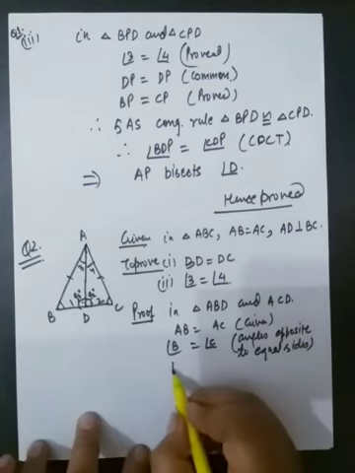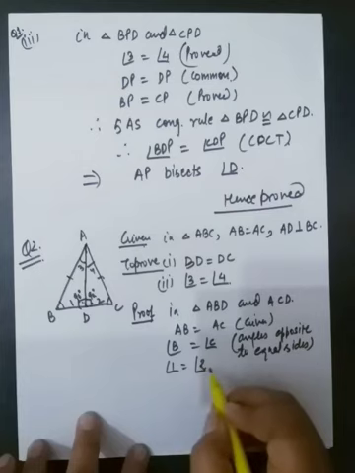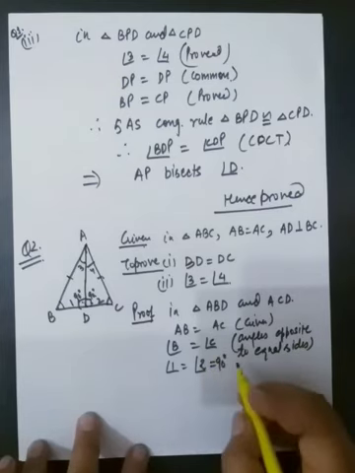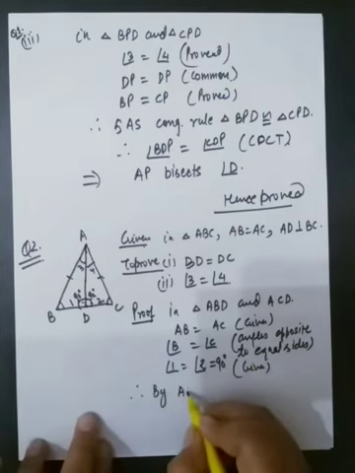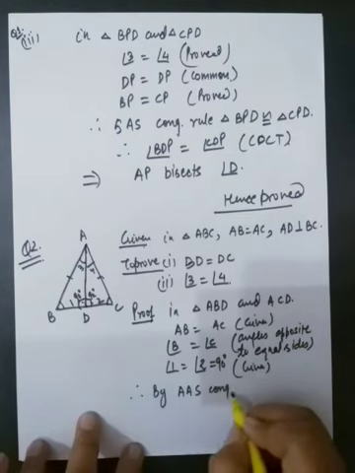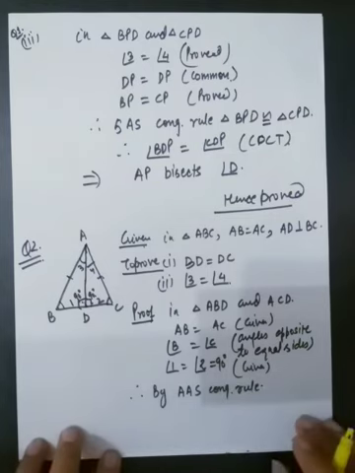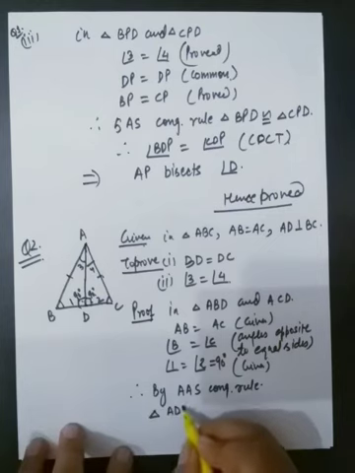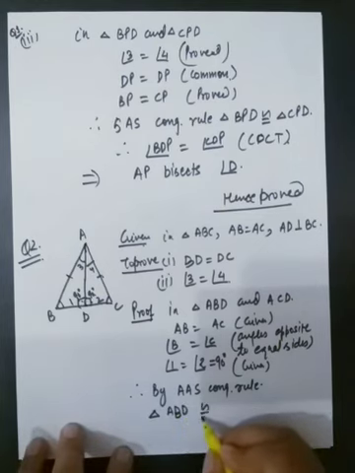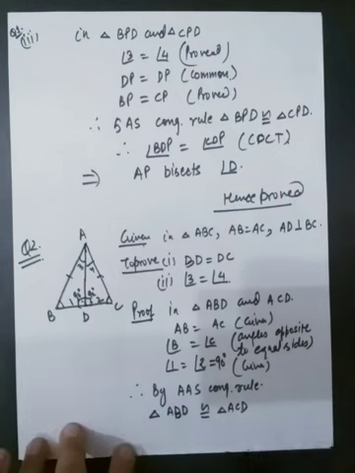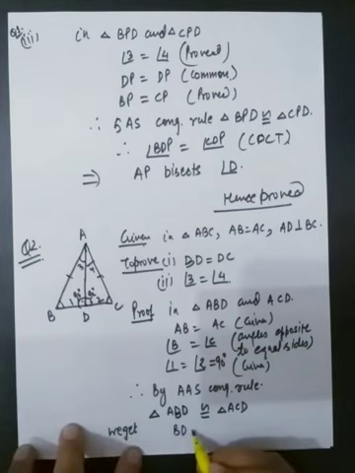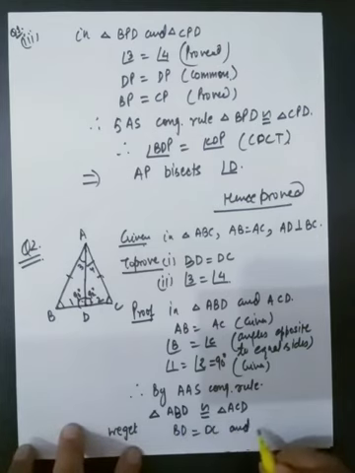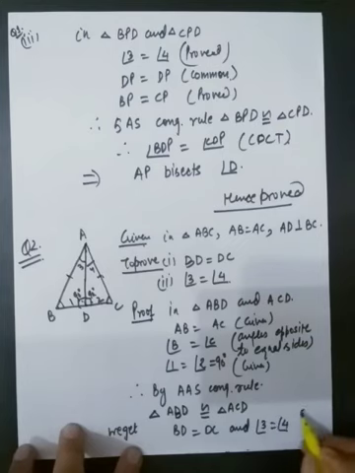And one more thing, angle 1 is equal to angle 2 is equal to 90 degree. This is also given. So therefore, by AAS congruency rule, triangle ABD is congruent to triangle ACD. When we prove these two triangles congruent, we get BD is equal to DC and angle 3 is equal to angle 4 by CPCT. Hence proved.